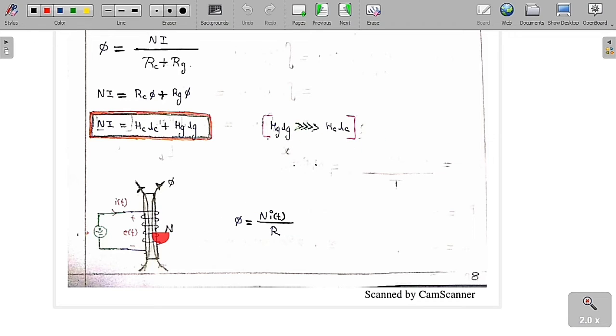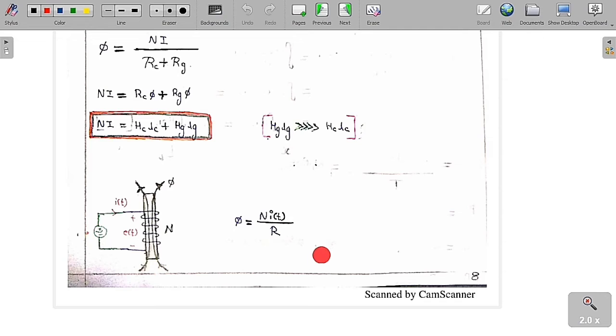Suppose there is a small core, and on this core there is a coil of N turns. As the current i of t passes through this coil, it produces a voltage e of t, and it produces a flux phi. So flux phi is equal to N into i of t by R. I have already told you flux is equal to Ni by R.